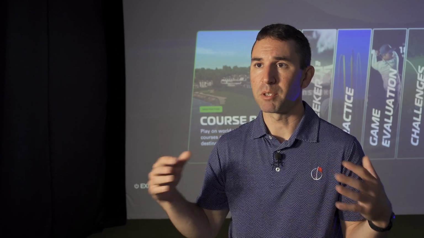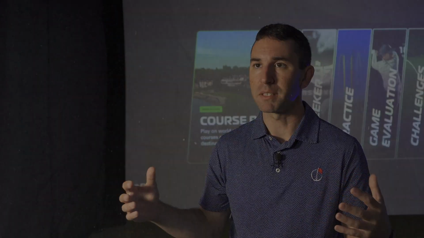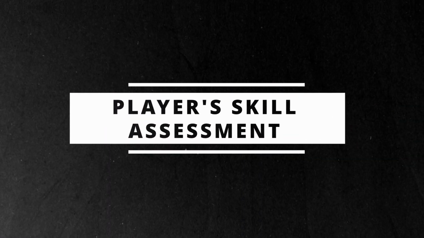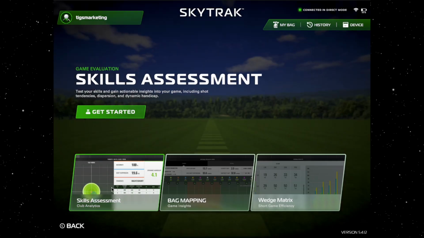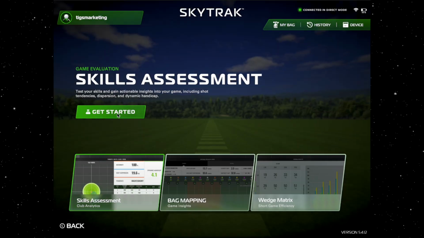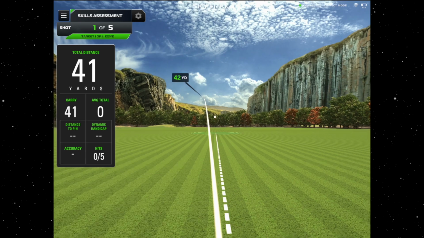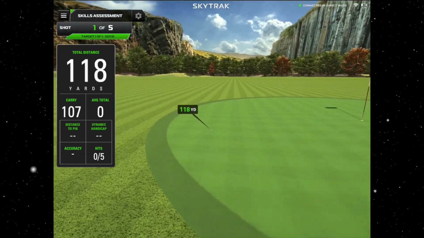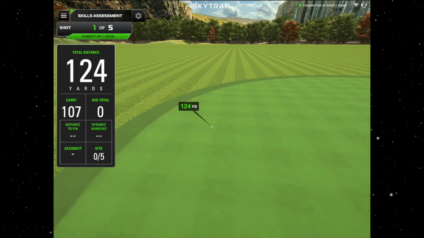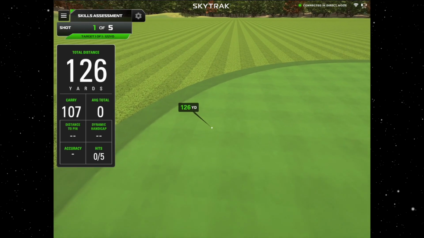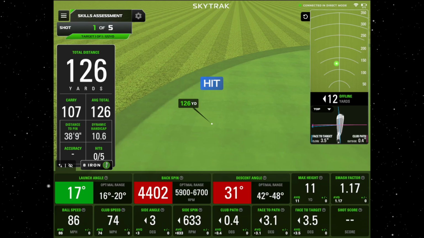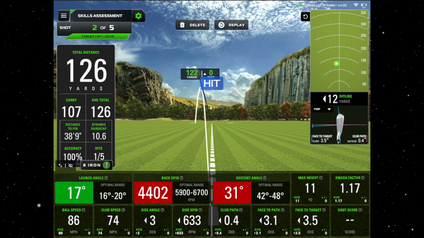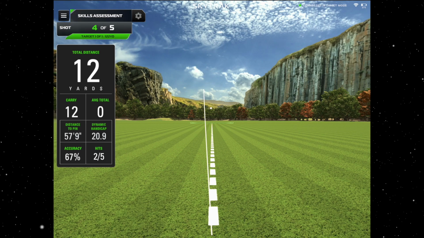Another feature that's been around for years is the player skill assessment. So this is similar to something that Foresight or even TrackMan would offer, where you're going to hit a series of shots from different distances and then you're going to kind of get a grade at the end of it. So the reason I love this is because it is a form of random practice. You're going to be hitting different clubs to different targets rather than hitting the same shot over and over again, which is called block practice. I'm not against it, but some golfers just overdose on it.